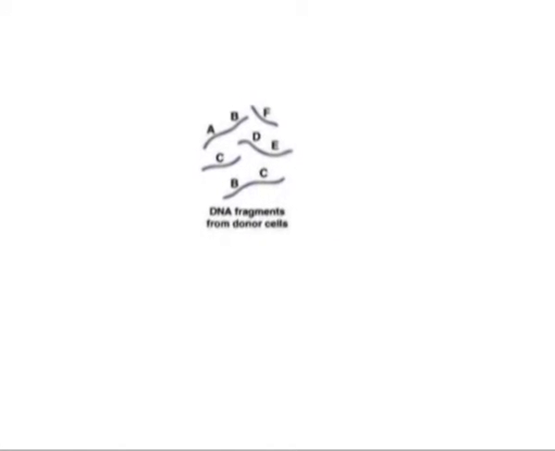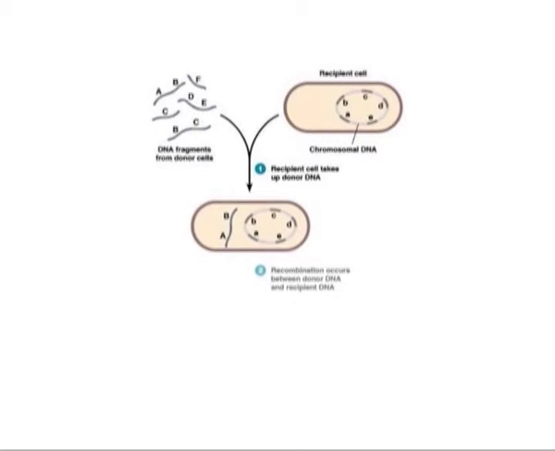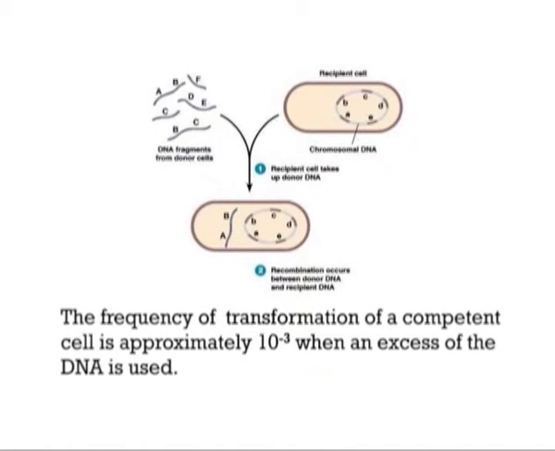At the time of lysis of the bacterial cell, a large amount of DNA is released into the surrounding environment. These DNA fragments may contain several genes. If these bacterial DNA fragments come in contact with a competent cell, that is, one that is able to take up DNA and be transformed, the DNA can bind to the cell and be taken inside. The frequency of transformation of a competent cell is approximately 10 to the power minus 3 when an excess of DNA is used.